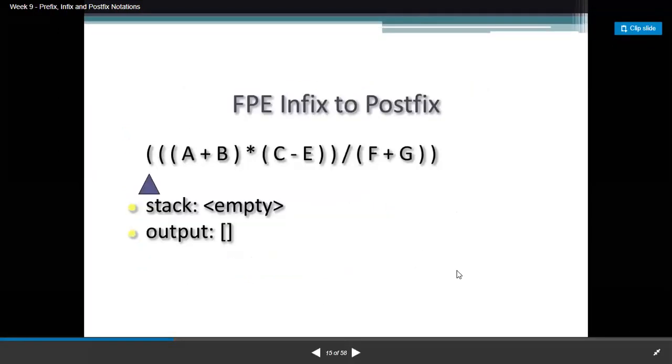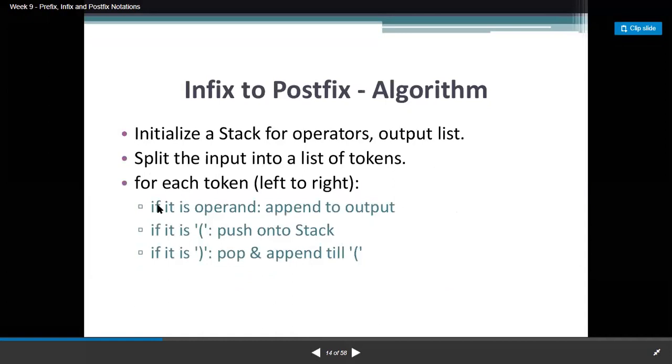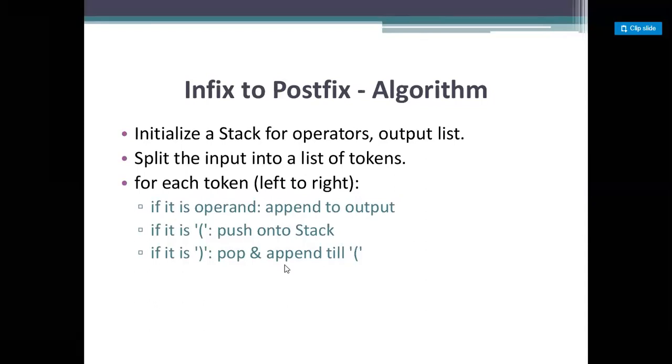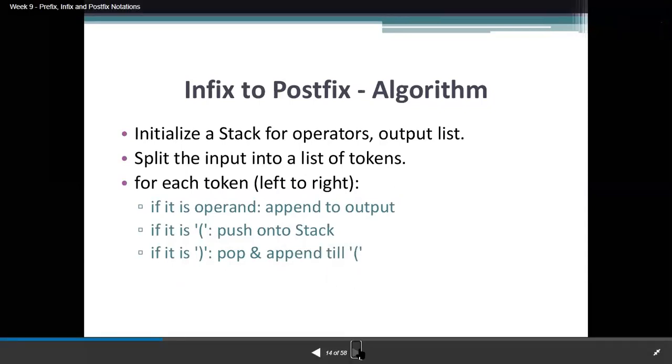So the example is here, this one. This is an infix. What we'll try to do is convert this infix to a postfix. Again, let's go back to the rules. If it's an operand, we will append it to the output. If it's an opening bracket, we'll push it into the stack. If it's a closing bracket, we'll keep popping until we reach an opening bracket. Okay, let's go back and see what happens.